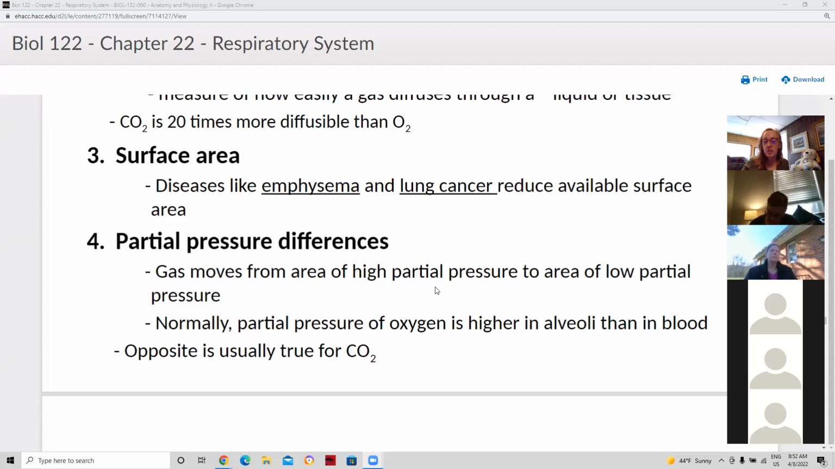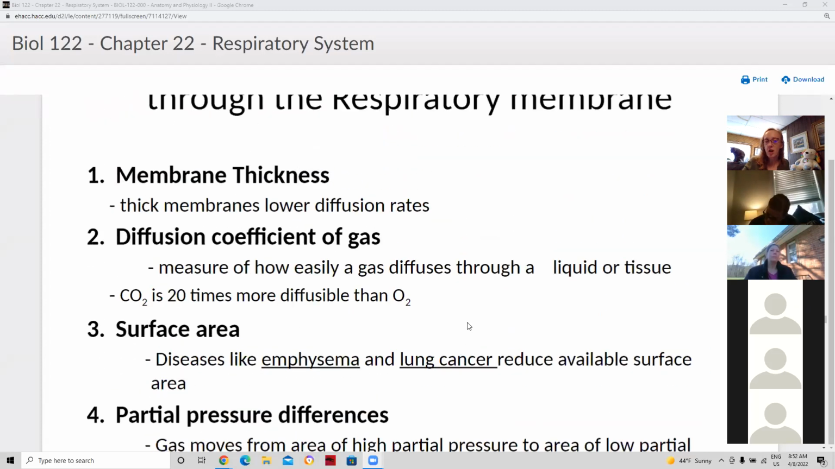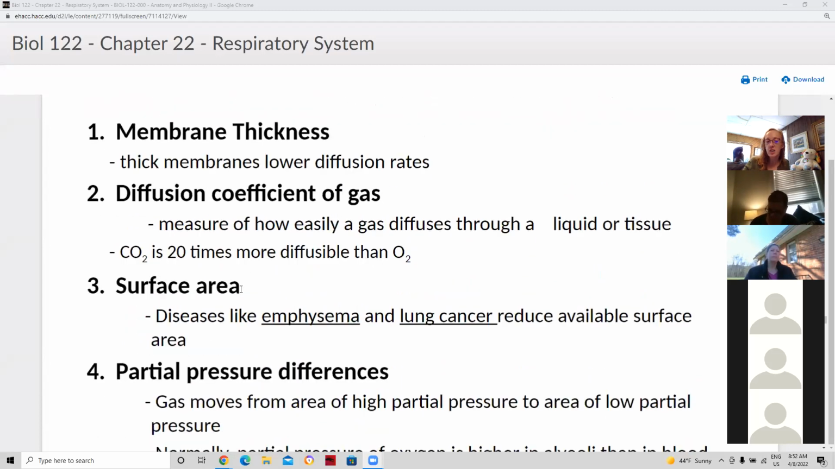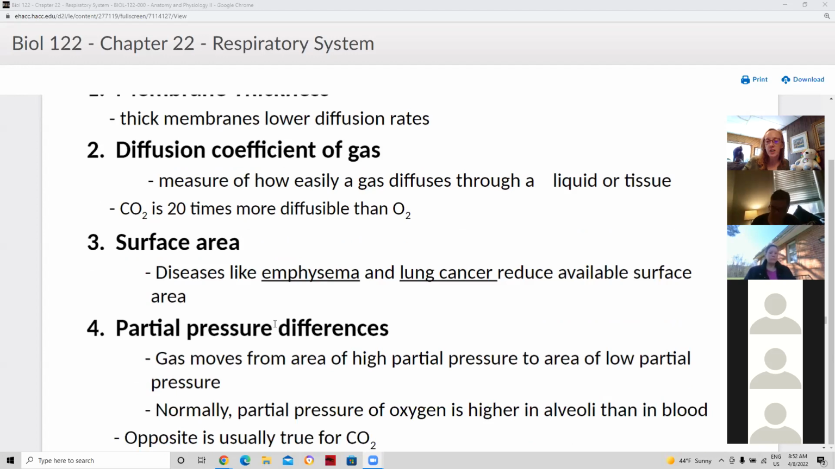Partial pressures. Gases move from an area of a higher partial pressure to an area of a lower partial pressure. Normally, the partial pressure of oxygen is higher in the alveoli than in the blood. The opposite is true for carbon dioxide. So, factors affecting diffusion of gases: membrane thickness, how easily that particular gas diffuses, what the surface area is like, and what the partial pressures are.